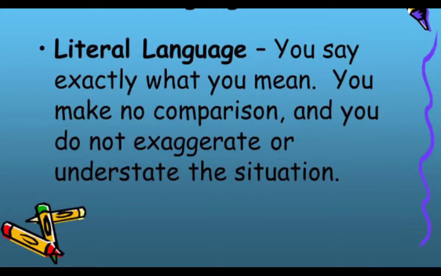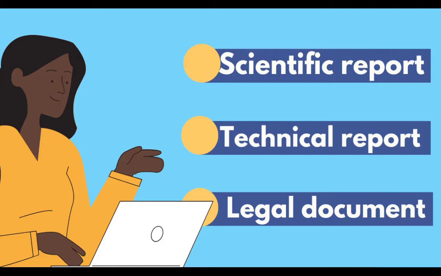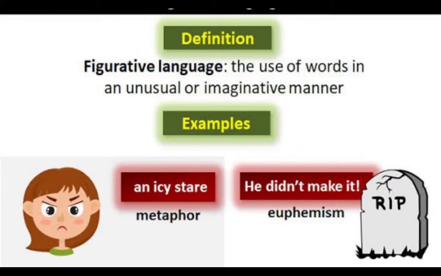Literal language is using words to say exactly what you mean. The words have no deeper or implied meaning. Literal language is used to give important information. It is used in writing scientific reports, technical reports, and legal documents. Figurative language is the use of words in an unusual or imaginative manner. The words always have a deeper or implied meaning.